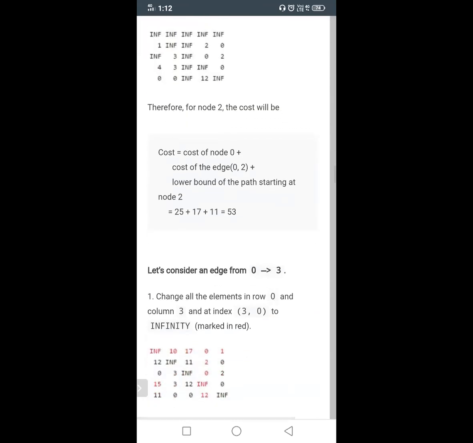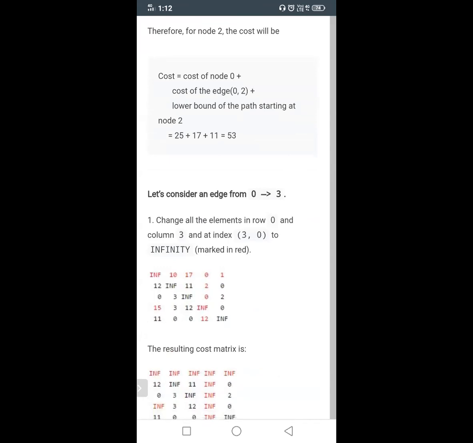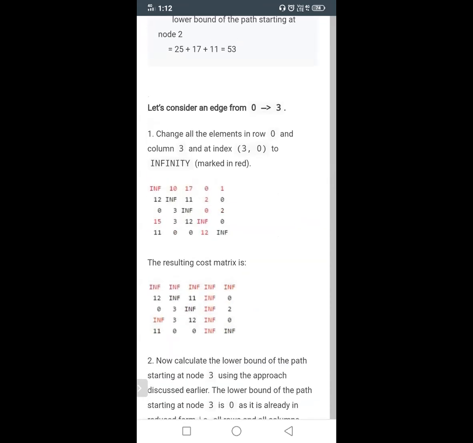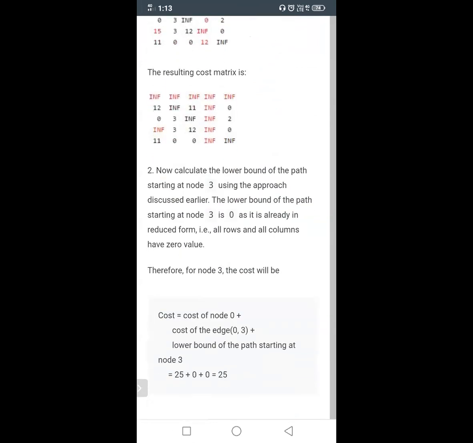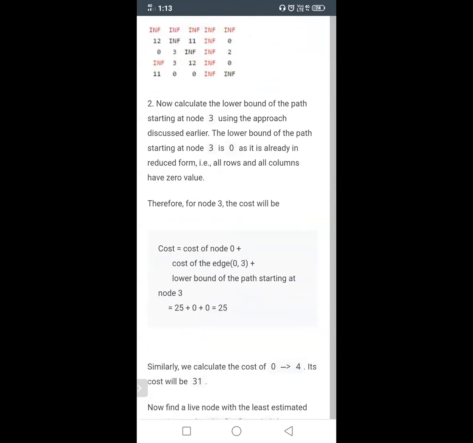Then you consider 0, 3. That is the 0th row, third column. So this is the matrix. Just consider the first matrix only. Okay, then the 0th row and 0th column, you write infinity for row 0 and column 3 also. Then you have to calculate the cost. Here in this row, 0 0 0 0, so the minimum is 0, so 0. And the cost of edge 0 to 3.